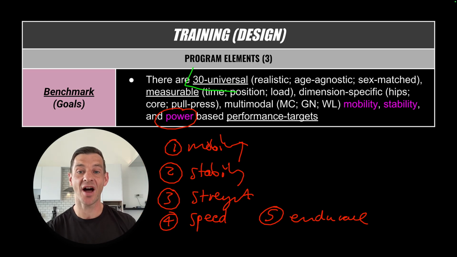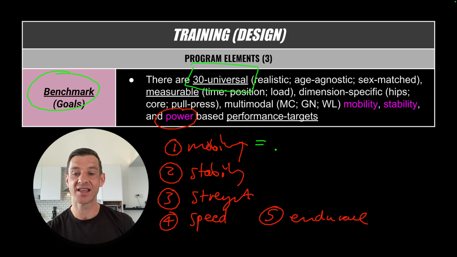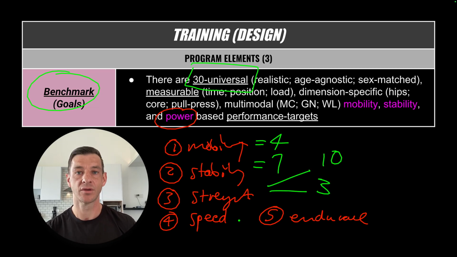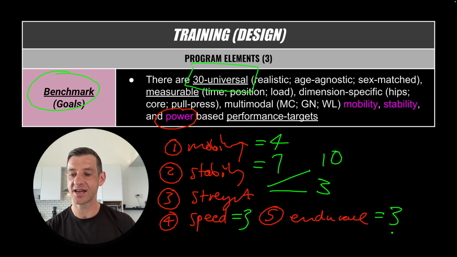We can then classify all 30 benchmark goals according to these skills. You'll see there are 4 mobility goals to strive for, 7 stability goals. For strength, we have gymnastics strength, there will be 10. We've got weightlifting strength, 3. We have 3 speed goals, and finally 3 endurance goals.